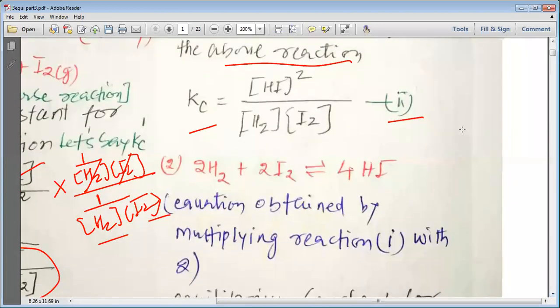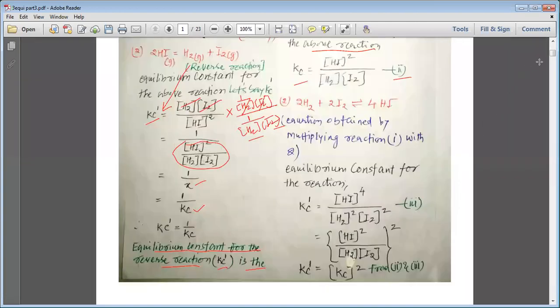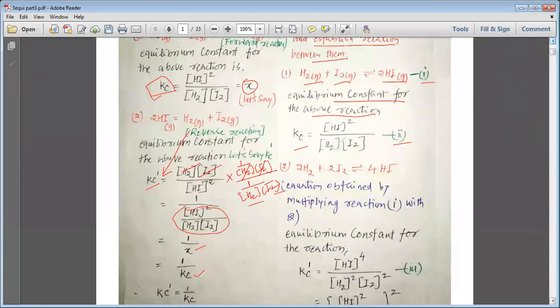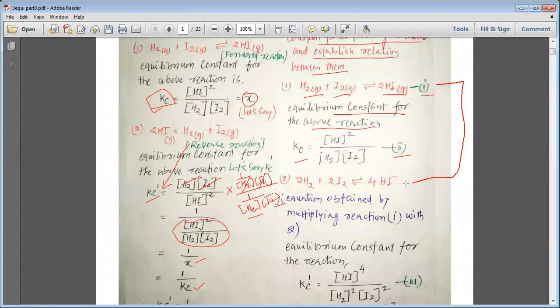Now, my dear students, let us multiply this reaction with 2. So when we multiply this reaction with 2, what do we get? 2H2 plus 2I2 is equal to 4HI. This is what I'm talking about. 2H2 plus 2I2 is equal to 4HI.